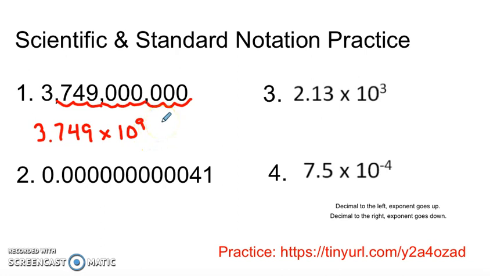The 9 is the exponent. Remember, decimal to the left, the exponent goes up. You have a bigger decimal. Ooh, here you're going to have to go the decimal to the right. Let's see what it turns out to be.